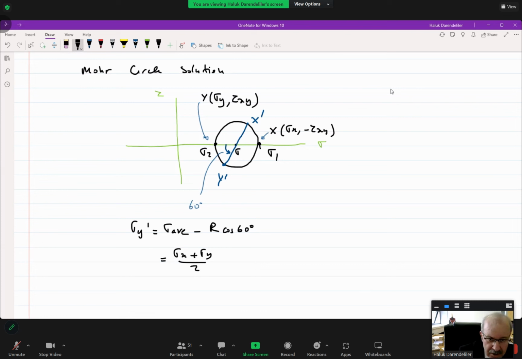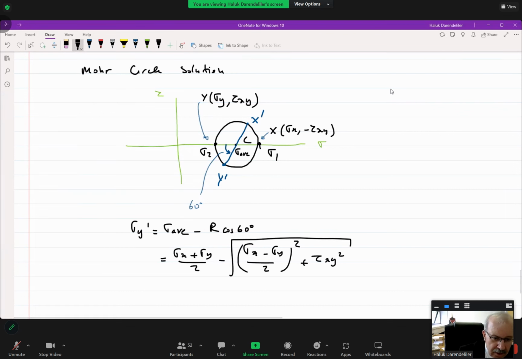This point is sigma average. If you followed the formulation earlier: what is R? R is the radius of the circle. Remember, R is the square root of ((sigma X minus sigma Y) over 2) squared plus tau XY squared. This is the radius of the circle.